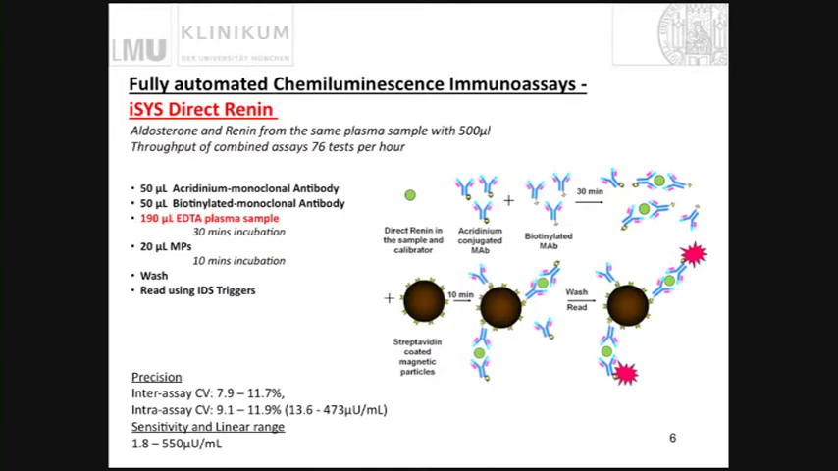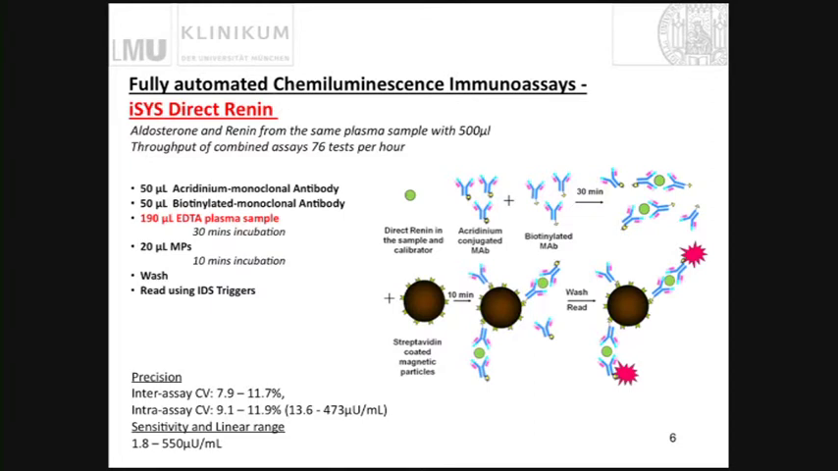This requires 190 microliters of EDTA plasma, which is incubated in one step with the acridinium-conjugated monoclonal antibody, which is the detection antibody, and 50 microliters of the biotinylated monoclonal capture antibody. So after this complex is formed, again, it's incubated with these streptavidin-coated magnetic particles for a further 10 minutes. Then there's a wash cycle, and after addition of triggers, the chemiluminescence signal, this time, is proportional to the amount of renin present in the sample.